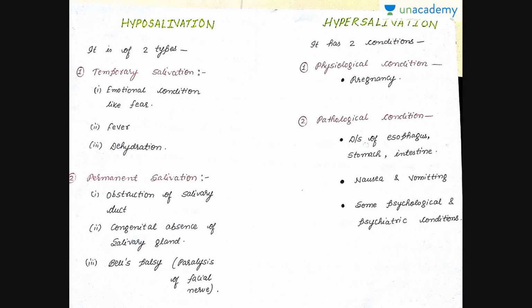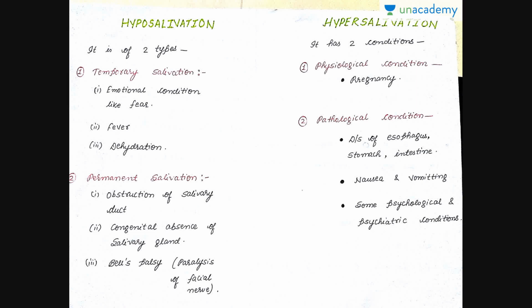It can take place in two types. First, temporary hyposalivation, and the second one is permanent hyposalivation. Temporary hyposalivation can take place in conditions like emotional states of fear, fever or dehydration, and permanent hyposalivation can take place in obstruction of the salivary duct, congenital absence of salivary gland. Many people do not have salivary glands by birth, so it's obvious that they will have hyposalivation because the gland itself is not present.